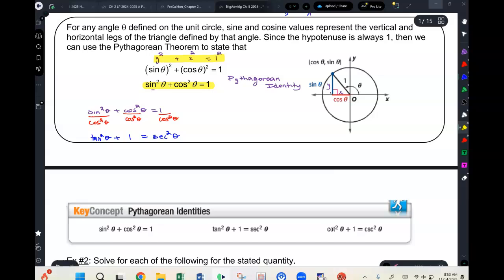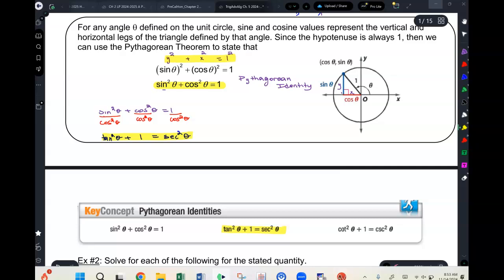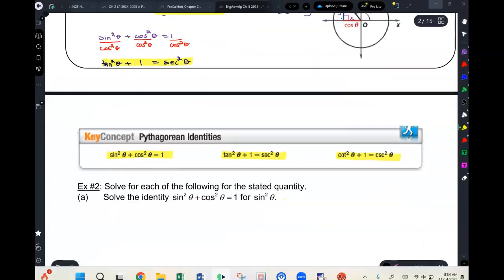Okay, so look at this. Do you see how it's this other identity in the box? Do you see that? So now if you did the same thing but with dividing by sine, you get this other identity. So the Pythagorean identities come in 3 versions, just like the law of cosines came in 3 versions. Remember, a squared equals this, b squared equals this. It's a similar thing. They come in 3s.